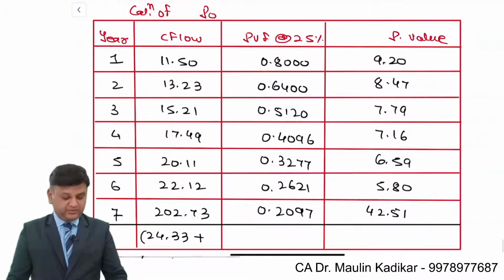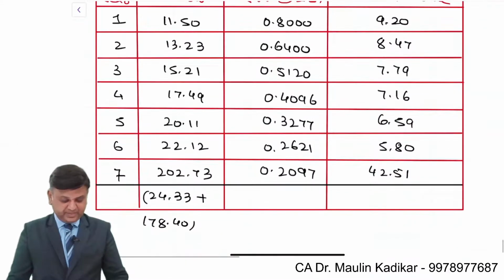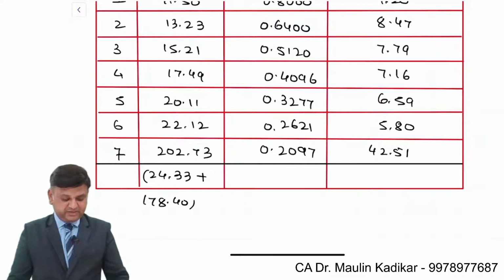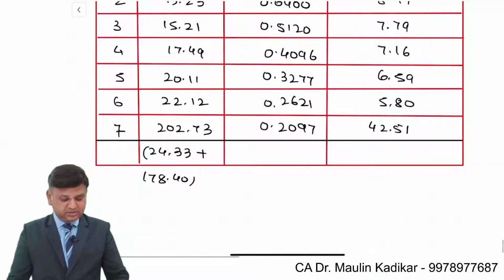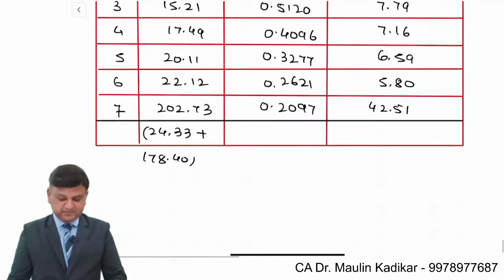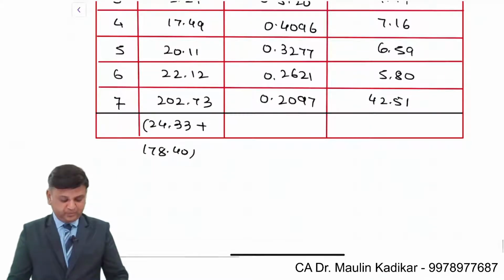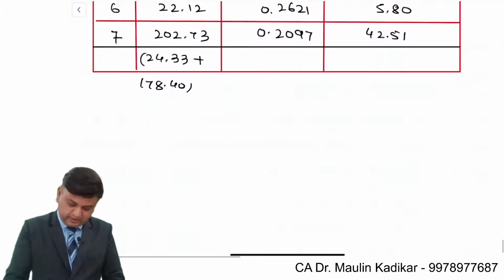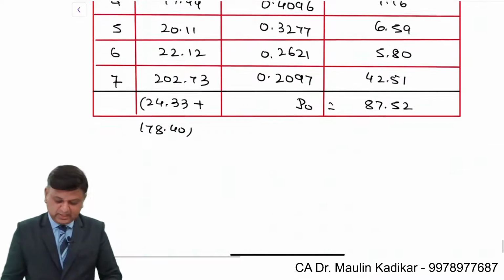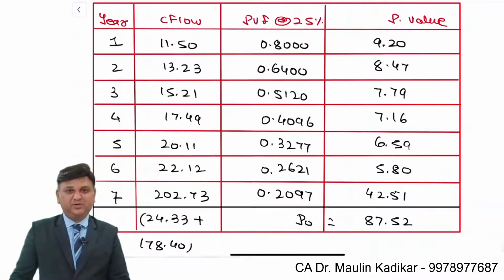With that, we compute P0: 9.2 plus 8.47 plus 7.79 plus 7.16 plus 6.59 plus 5.80 plus 42.51. That comes to 87.52. That is the way P0 can be calculated.